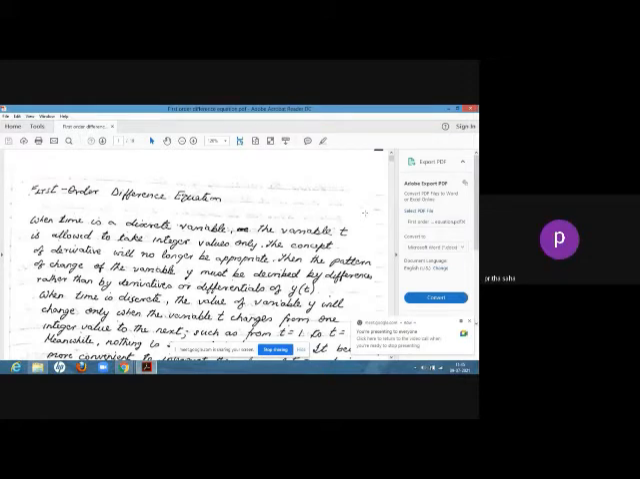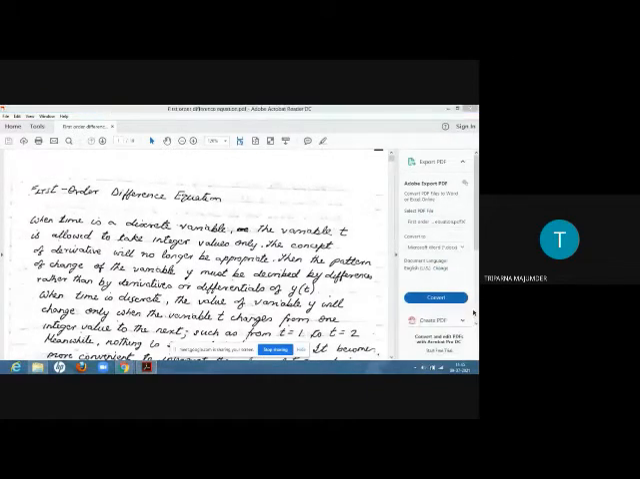Yes, ma'am. Okay. You probably know about differential equations, where we had taken time as a continuous variable, but we come to difference equations. Today we discuss the first order difference equation. Now, to begin with, we must learn what we mean by a difference equation.